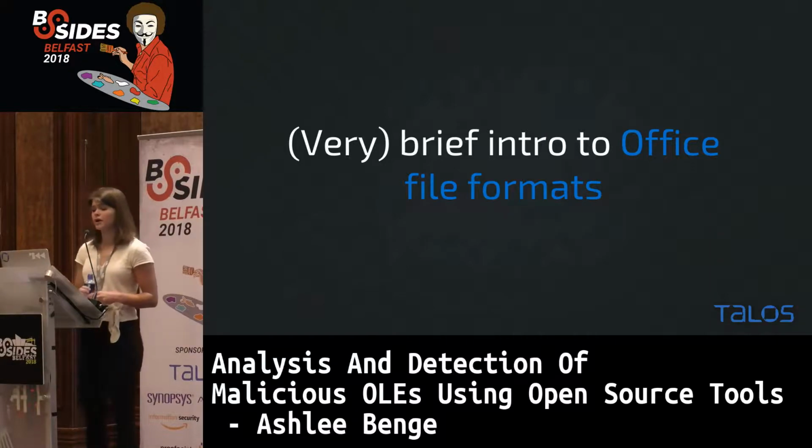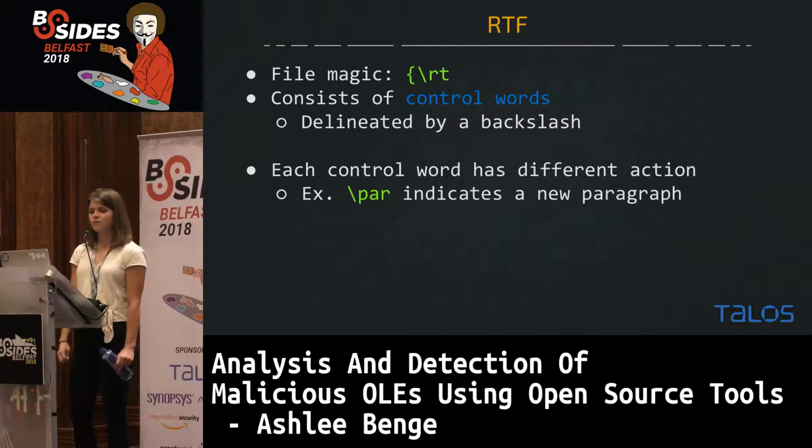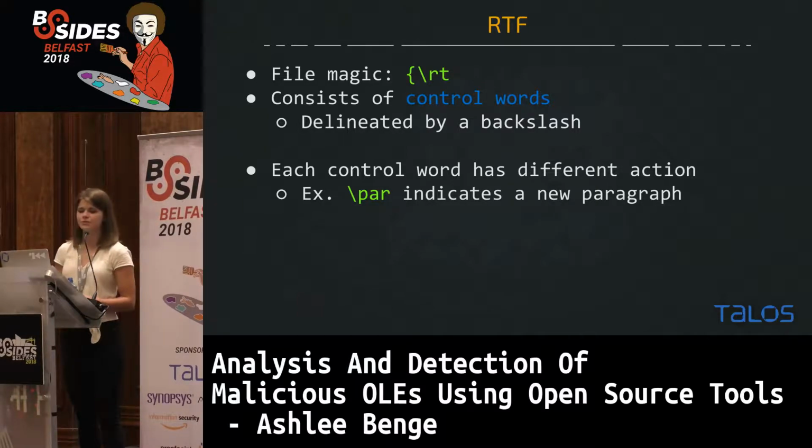So now I'm going to give you a very brief intro to Office file formats. For the first file type, we have an RTF. We have a file magic consisting of what is in green here. And in an RTF, you'll see a number of control words that are delineated by a backslash. Each of these control words has a different action. For example, the /par would indicate that you're looking at a new paragraph in the file. RTFs are relatively simple, so there's not a whole lot for me to say about this.